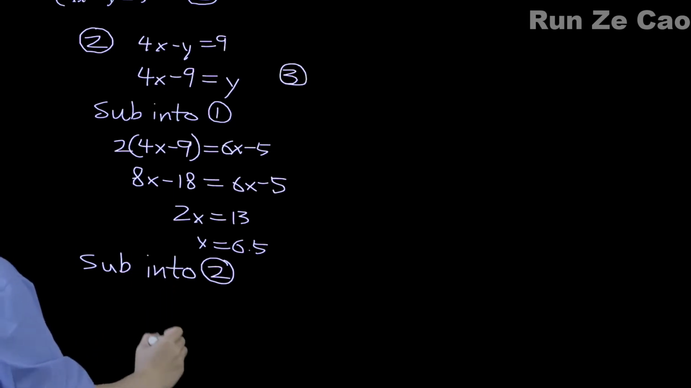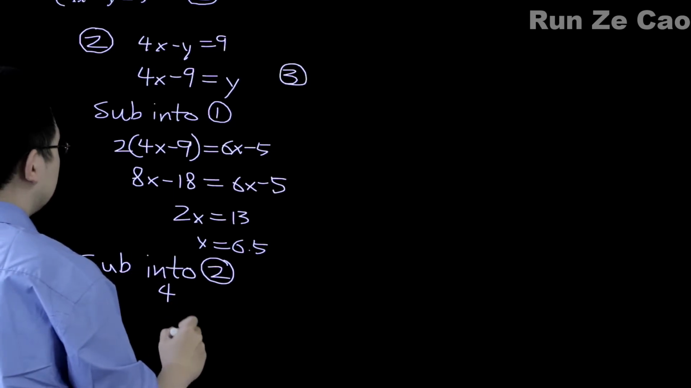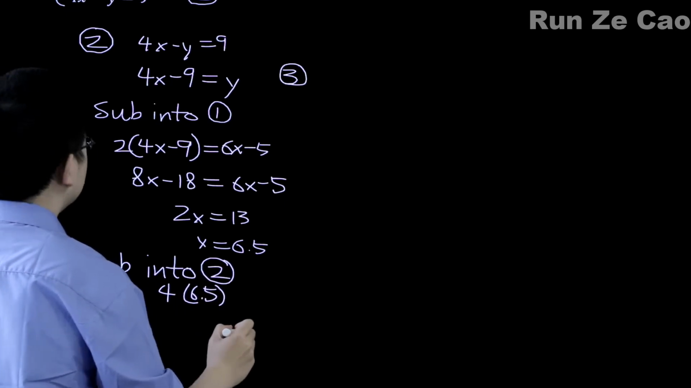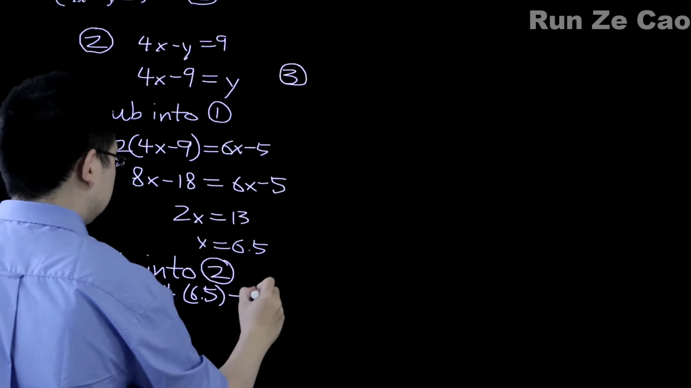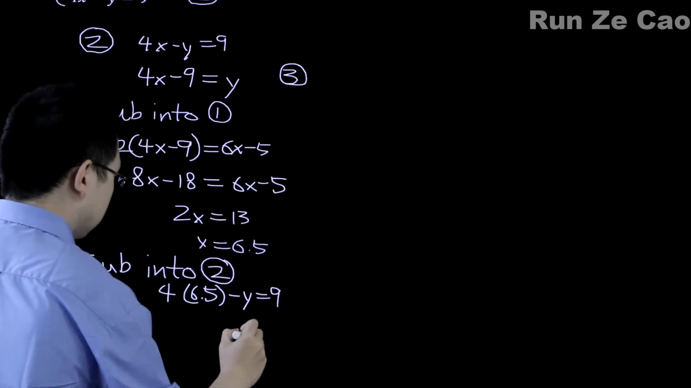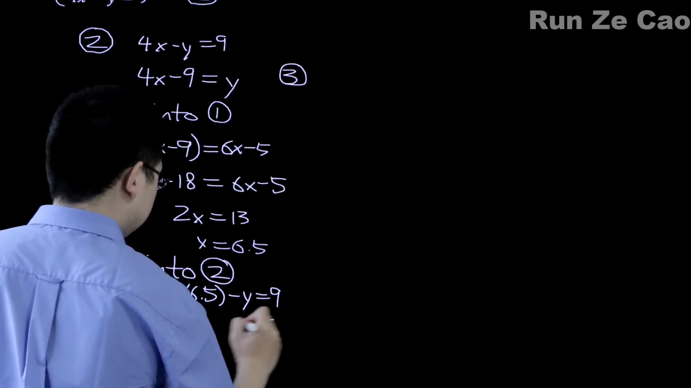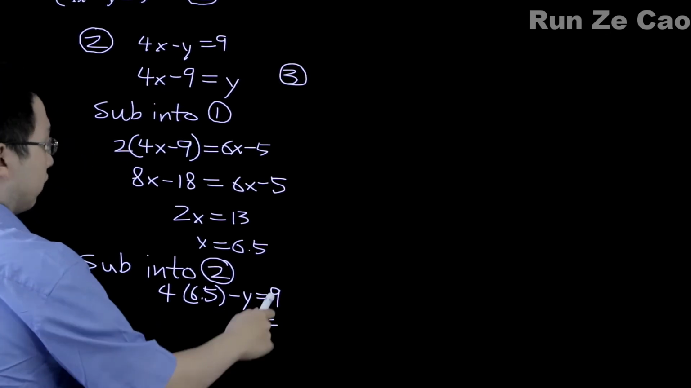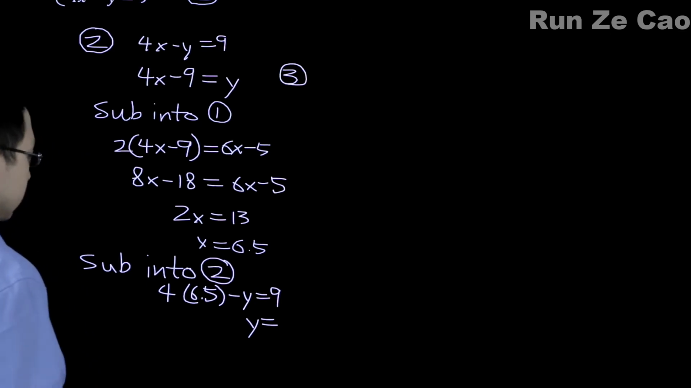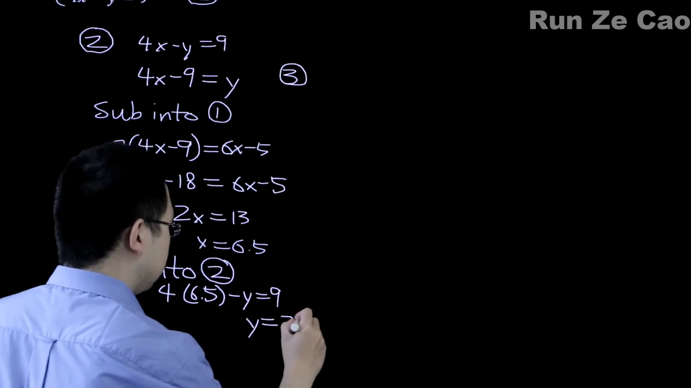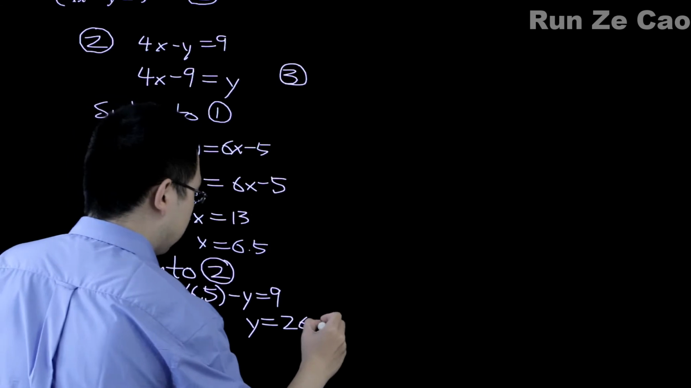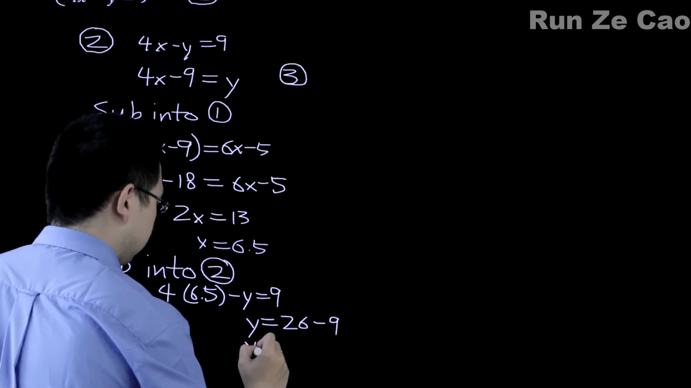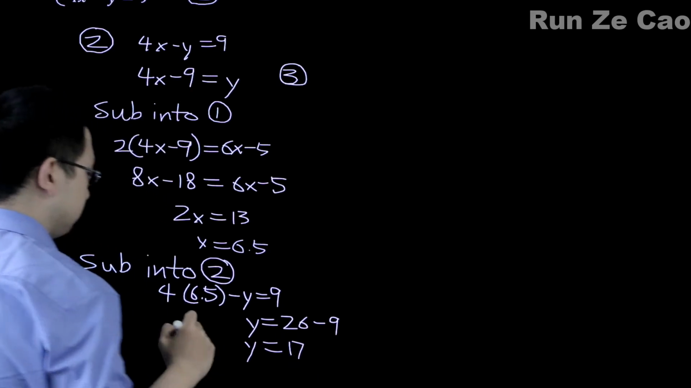So sub into 2, 4 times 6.5 minus y equals 9. So y equals, well, we know we move the 9 over there. So 26 minus 9 and y equals 17.